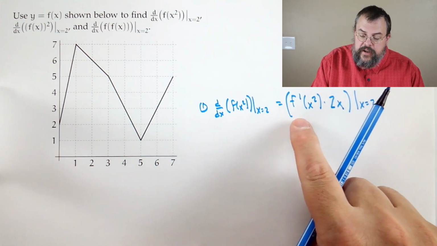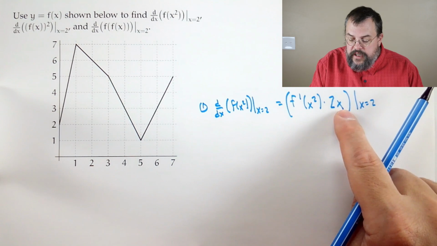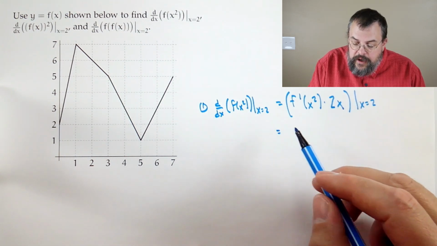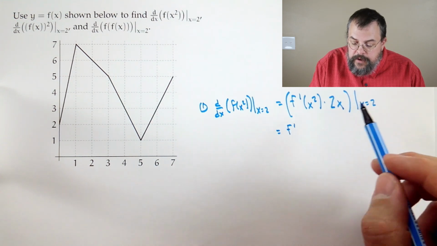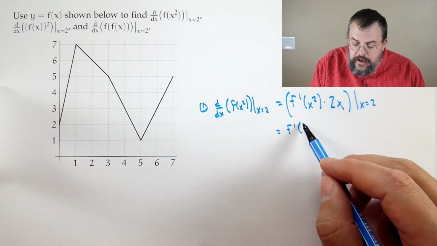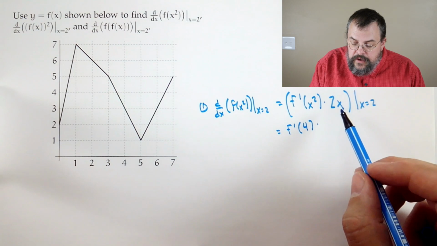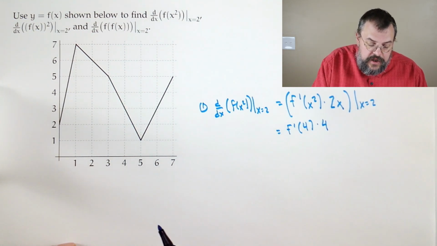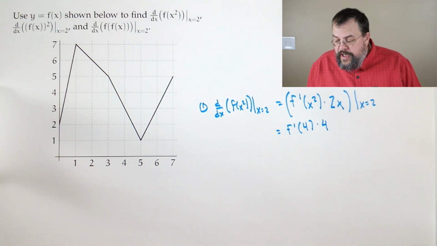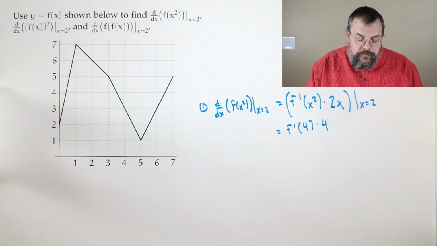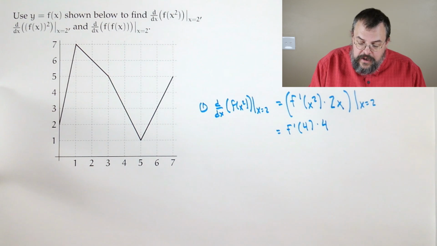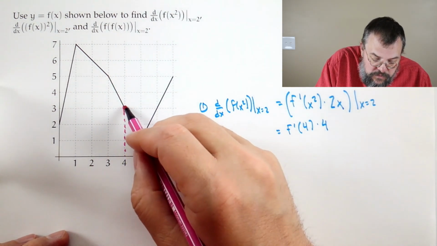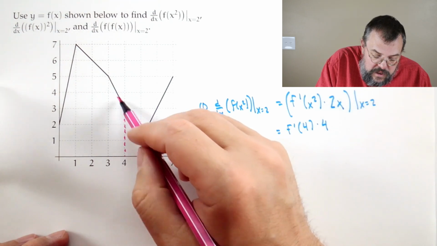So derivative of the outside, leave the inside alone, times derivative of the inside. So what is that going to be? Well, that's going to be f prime of 2 squared, which is 4, times 2 times 2, which is 4. So now we come to our picture and we say, all right, what's happening at 4? So we come here and we say, at 4, we are a line.